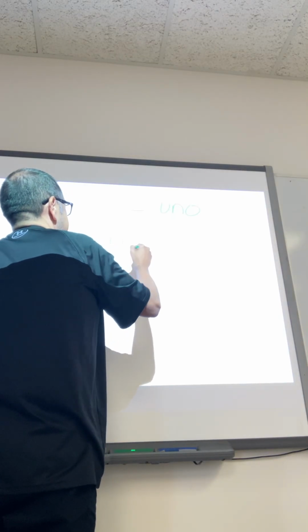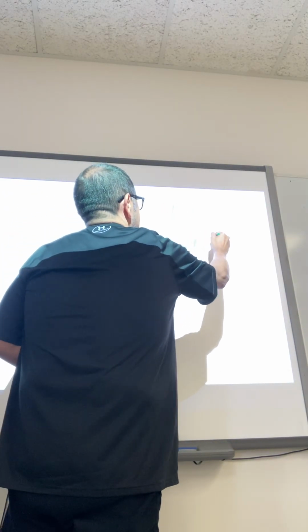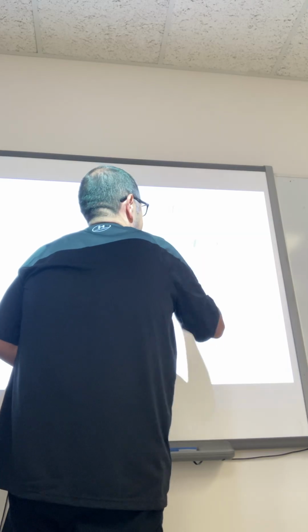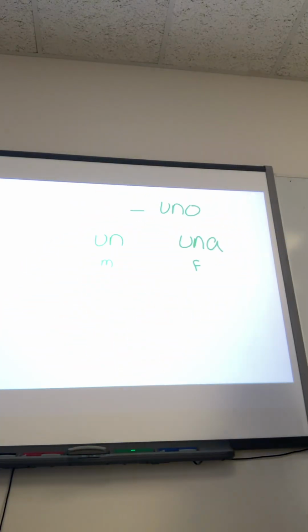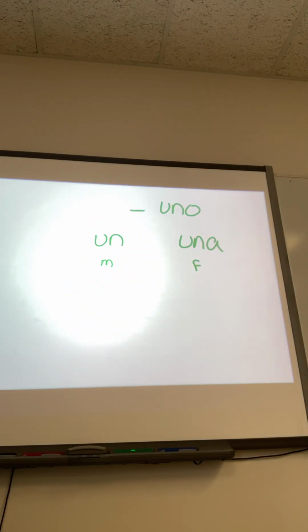Un is the masculine. Una is the feminine. Okay? So trust me, phones are masculine. If I'm saying there's 1 phone, un teléfono. Doors are feminine. So if I'm saying there's 1 door, una puerta. Okay?